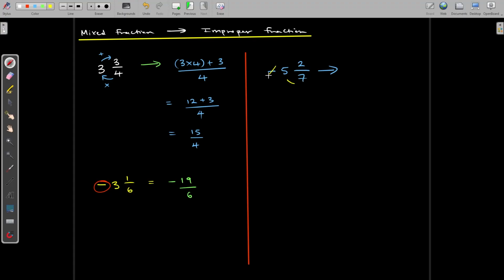So we're completely ignoring the negative sign, Kai. We're pretending as if there is no negative sign there. So it's 5 times the 7 plus the 2. So 5 times 7, that's 35 plus 2, 37. Put back over 7. And then once we get that, we should remember that there was a negative sign. We simply put it at the front. So I got that. Alright, so one last one.